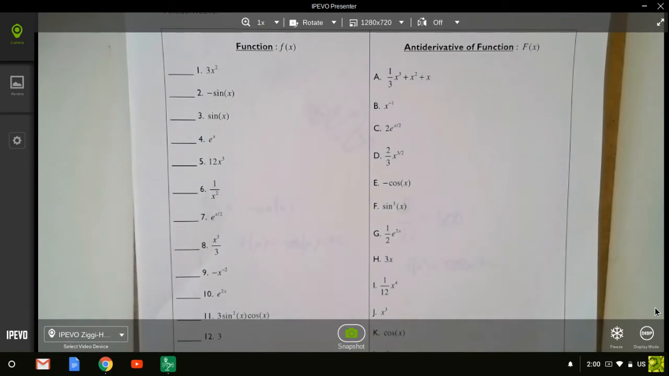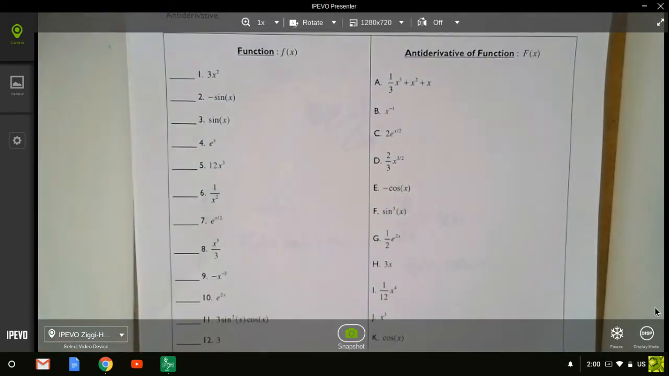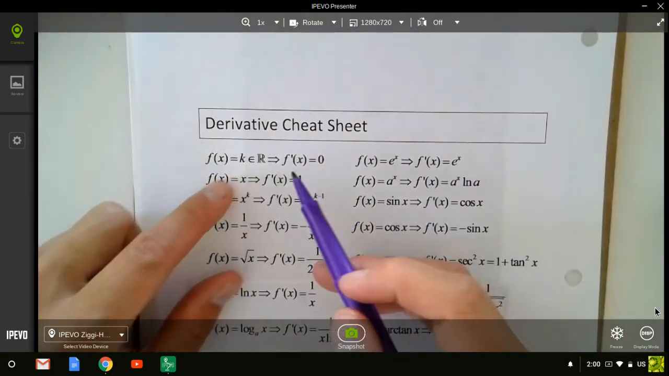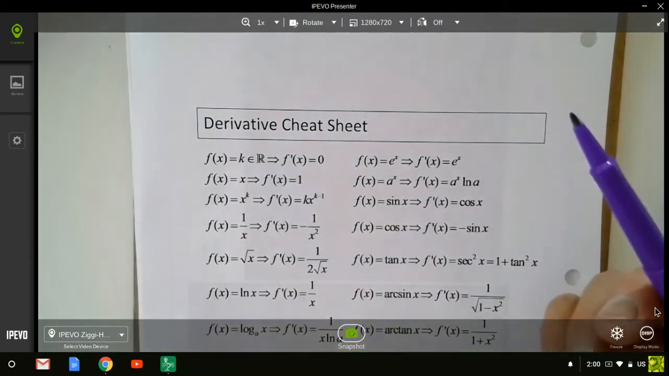Yeah, Deja, what does the symbol on the other sheet mean? The k, an element of r, that one? Any real number. I thought the cursive R meant real number. What does the e mean?